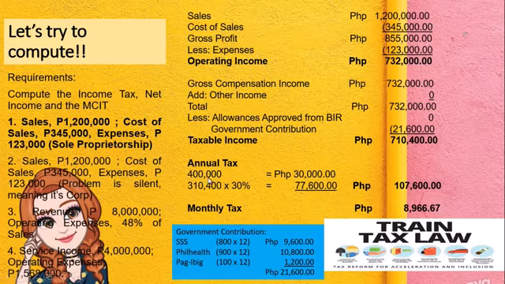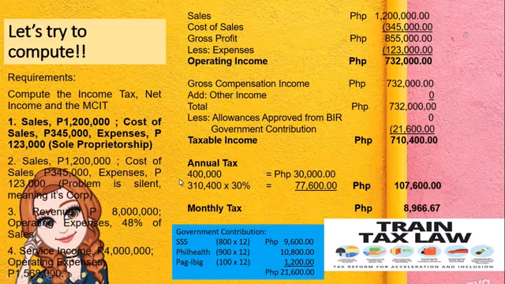So, the 400,000 is equivalent to 30,000. And then the remaining amount: 710,400 minus 400,000. So, the remaining is 310,400, wherein the basis is 30% based on the table. So, it is 77,600. So, if you add these two, it is 107,600.